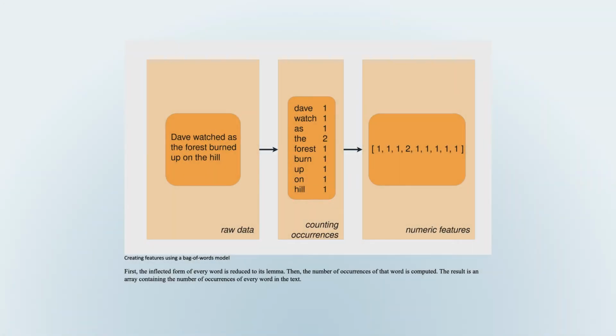Creating features using a bag of words model. First, the inflected form of every word is reduced to its lemma. Then, the number of occurrences of that word is computed. The result is an array containing the number of occurrences of every word in the text.